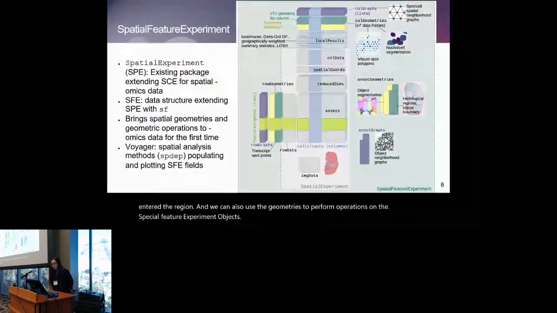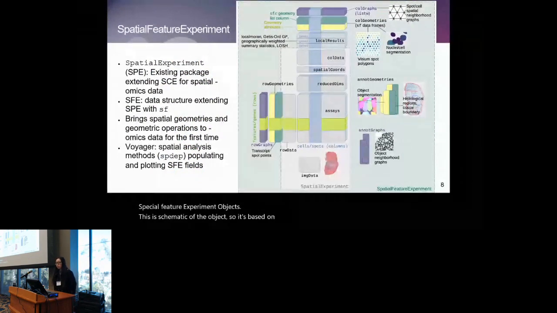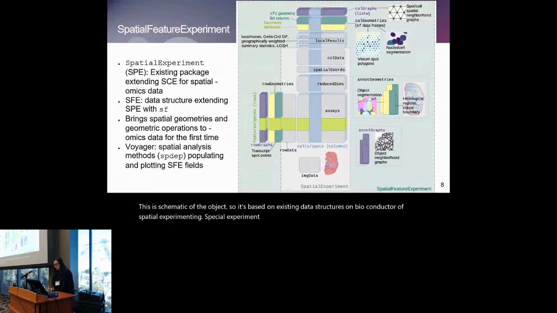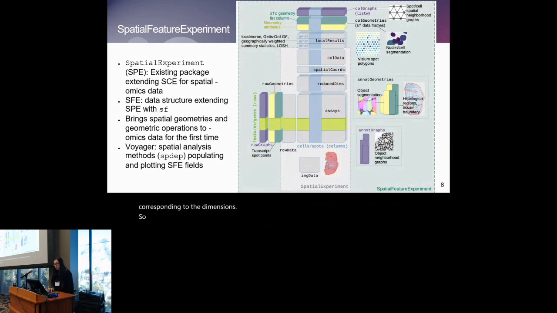This is a schematic of the SFE object. It's based on existing data structures on Bioconductor, SpatialExperiment and SingleCellExperiment. In SingleCellExperiment, we have the gene count matrix, and we have row and column metadata for the gene count matrix. Analogous to the row and column metadata, SpatialFeatureExperiment, or SFE, has SF data frames to represent the geometries corresponding to the dimensions. So it can be transcript spot points, or it also can be Visium spot polygons, or nuclear cell segmentations.